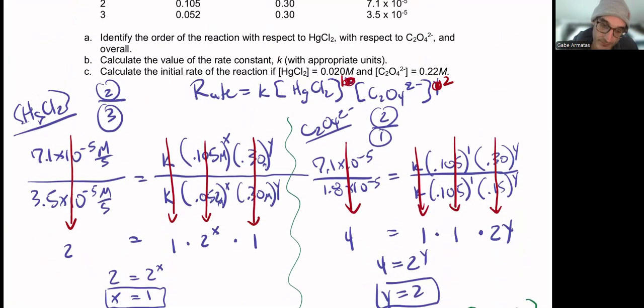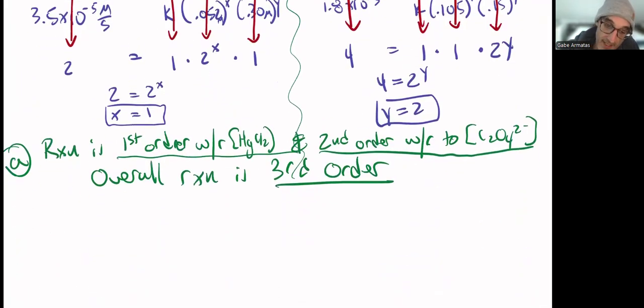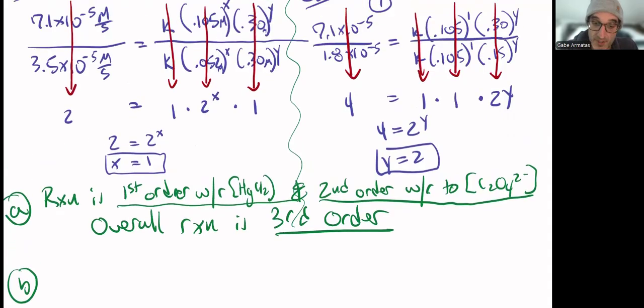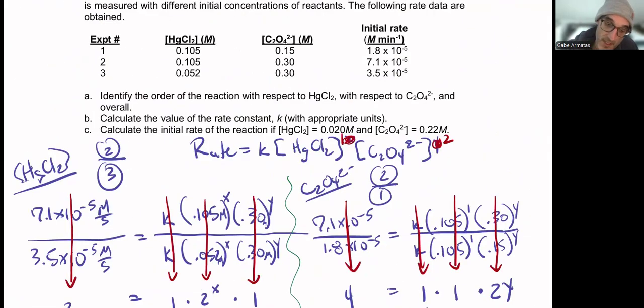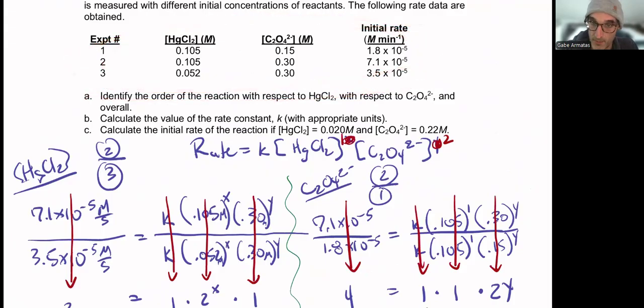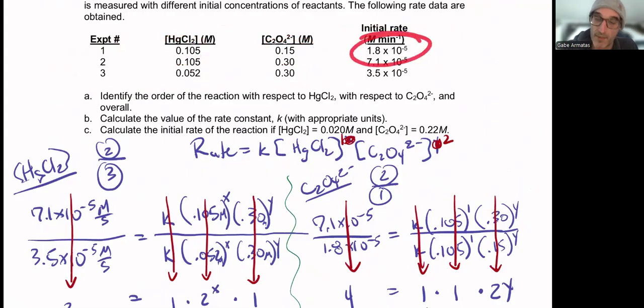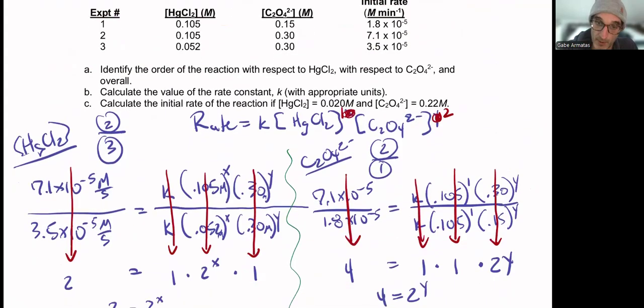All right. So moving on. Calculate the value of the rate constant. We can actually take any of these. For the calculation of the rate constant, I can substitute in any one, and every single one of these should give me the exact same rate constant. So I'm just going to take reaction 1, and I'm going to take all of those values for reaction 1, mercury, the carbon compound, and the initial rate, and I'm going to plug them in and solve.